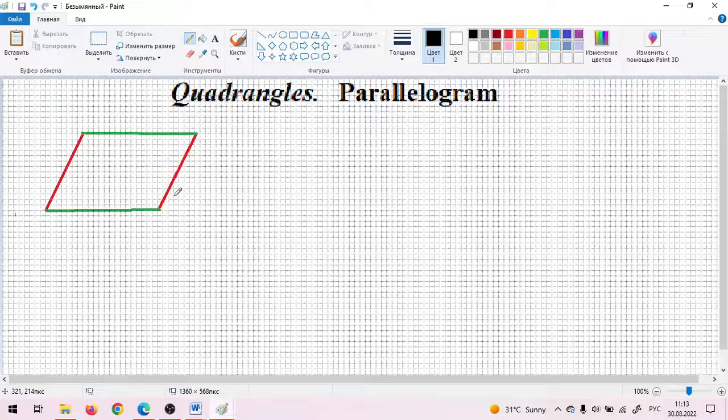The first: in a parallelogram opposite sides are equal. For convenience, we denote the sides by letters A, B, C, and D. So the first property is AB and CD are equal, AD and BC are equal too.